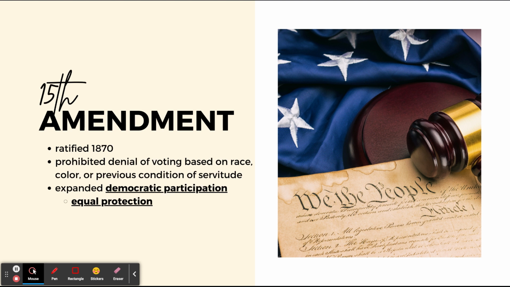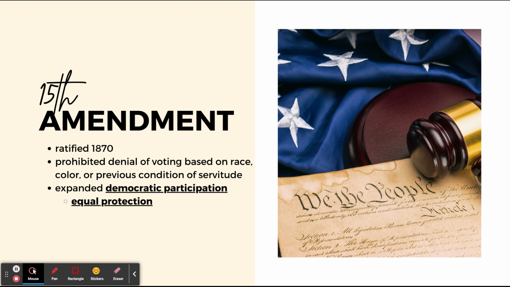The 15th Amendment was ratified in 1870. The 15th Amendment was one of the more controversial amendments for a couple reasons by a few different groups. So, it prohibited the denial of voting based on race, color, or previous condition of servitude. In other words, African American males were now allowed to vote. However, it was largely criticized because a lot of women's rights activists argued that women should have also been included and combined in the 15th Amendment.